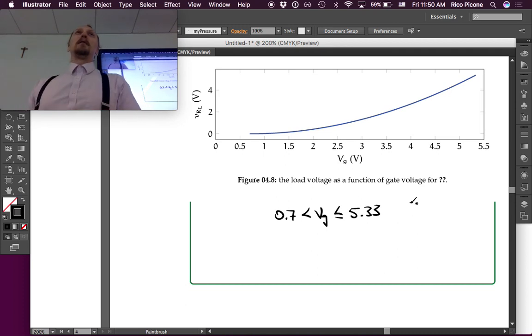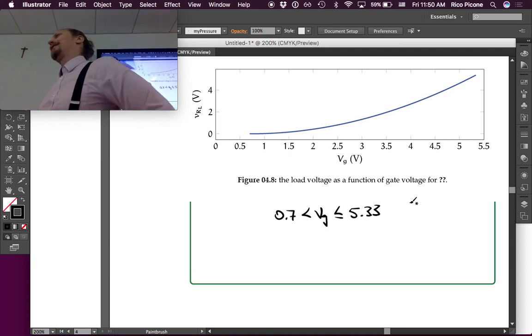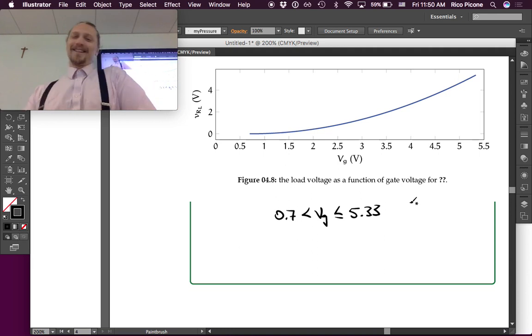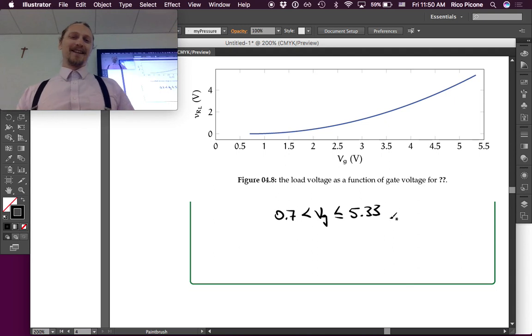I actually just totally made up the numbers in this problem, and they worked out to be nice values, and I was like, sweet. Love it when that happens. It almost never happens, but it did work out.